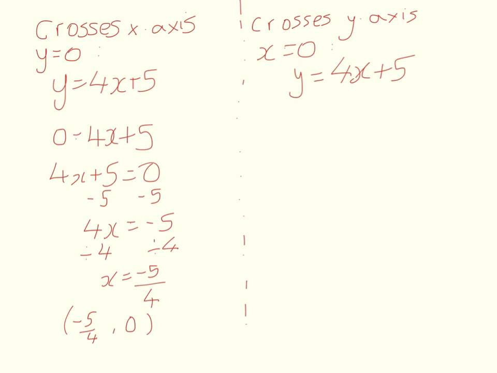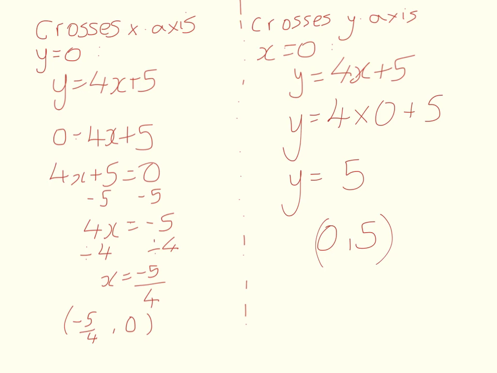This coordinate lies on the x-axis. Now we're going to look at the corresponding coordinate on the y-axis. Remember, when a coordinate lies on the y-axis, the x-coordinate is 0. This time, because we're saying that x is 0, 4x means 4 times x, so we're doing 4 times 0 plus 5. So y equals 0 plus 5, which is 5. So the coordinate where this line crosses the y-axis is (0, 5): x coordinate 0, y coordinate 5.